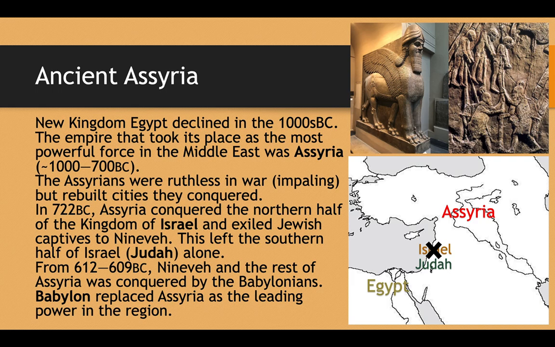Now, this left the southern half of Israel, now known as Judah, alone with several powers all around them. But one lesson from history is that no empire lasts forever. So while Assyria was very powerful for a time, there was another empire that rose to prominence, Babylon, that came to conquer Assyria. And this happened from 612 to 609 BC, where Nineveh and the rest of Assyria was conquered by the Babylonians. And then Babylon replaced Assyria as the leading power in the region.